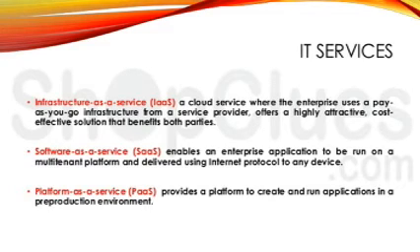Next one, IT services. There are three types of IT services. First one, infrastructure as a service. Second one, software as a service. And the third one, platform as a service. So three methods are used in information technology services. What are they? First one, infrastructure. Second one, software. And the third one, platform.